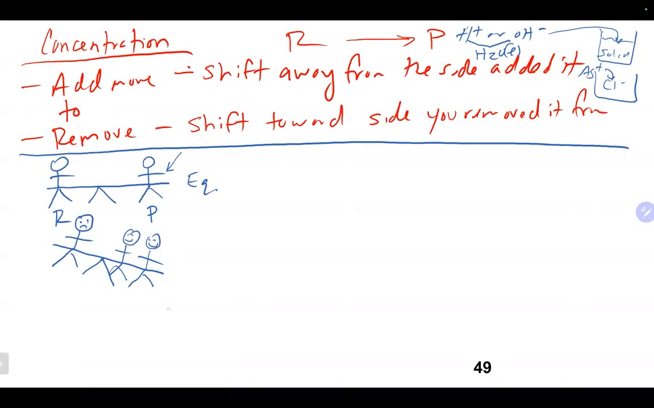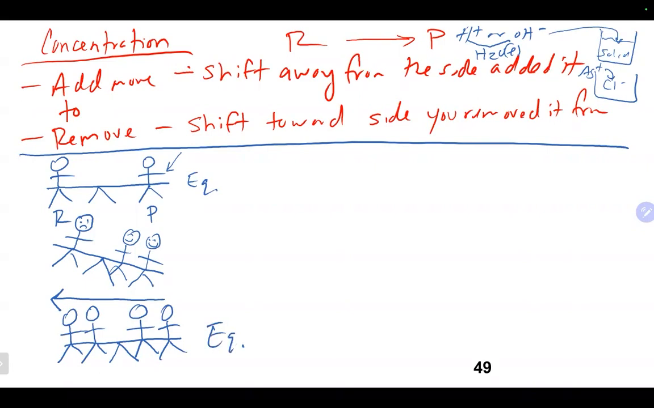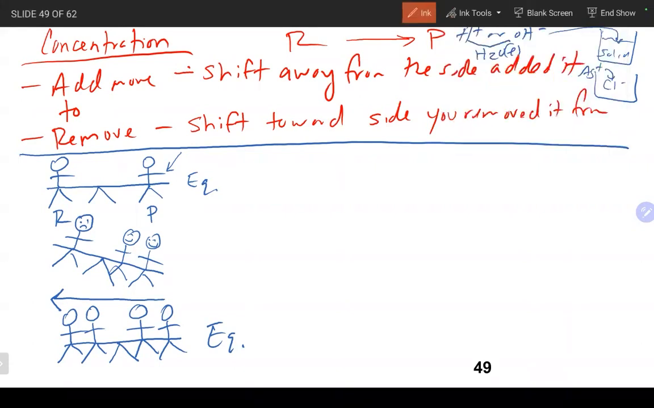To fix it, do we need to put more people on the right-hand side or the left-hand side? We would have to fix it by going away from the side we added and put more people over there on the left-hand side. If we did, we once again can come back to equilibrium here. And we're back to equilibrium. So this is what happens when we add more products. Obviously, if we did the same thing to the reactant side, we would have to put more people back on the product side. Let's take a look at what happens if we remove some people.